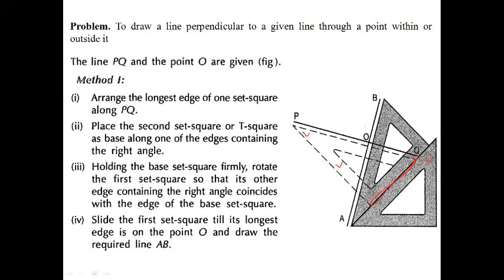So first you draw it, then hold the second set square firmly, then you change the position along the longest edge. Then you get the right angle. Okay, clear?